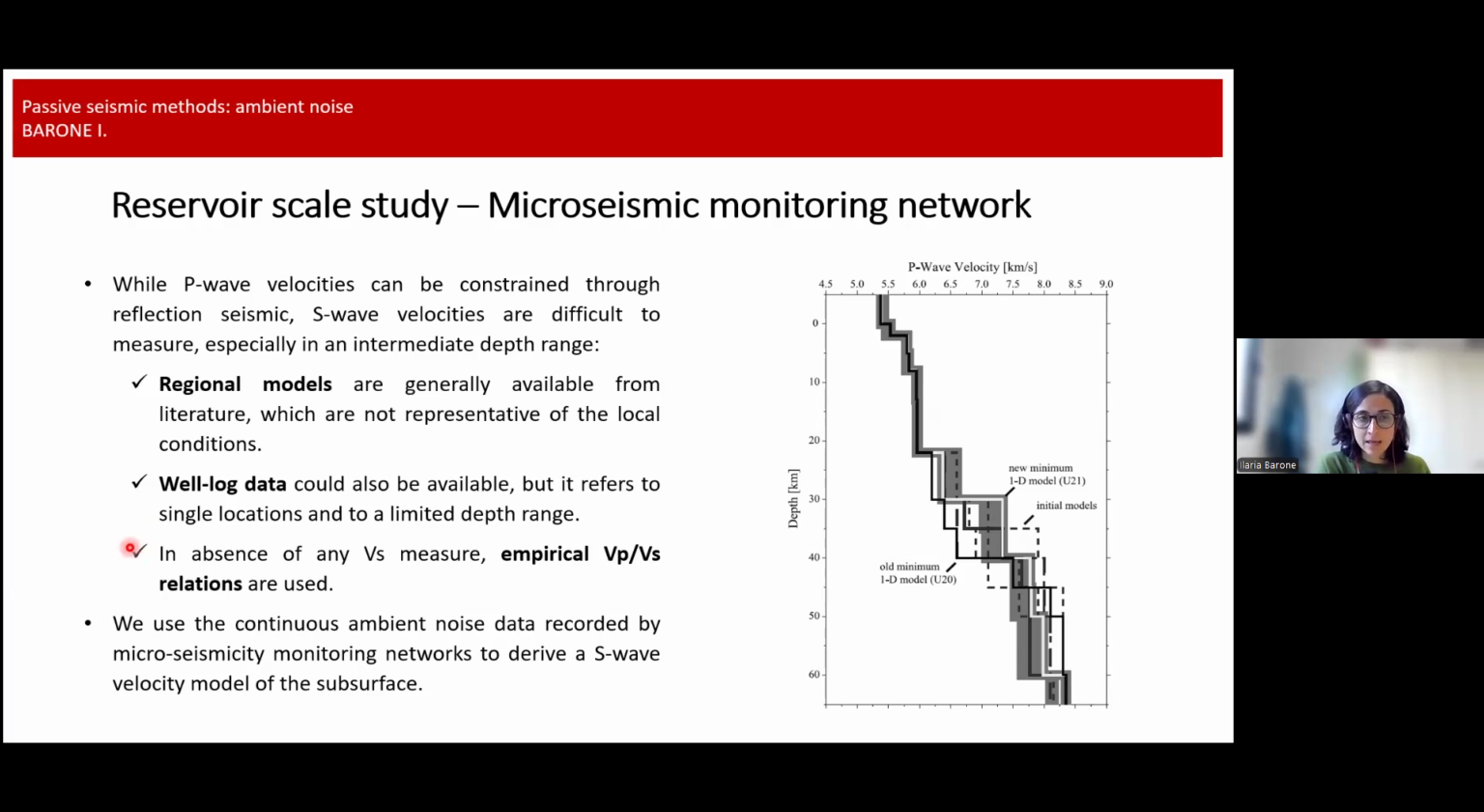And in the worst case, but this is actually done very often, we just apply empirical VP-VS relations, and so we get VS from VP empirically. Of course, we want to do something better than this, and so our group tried to reconstruct an S wave velocity model for relocation of small earthquakes, starting from passive noise.